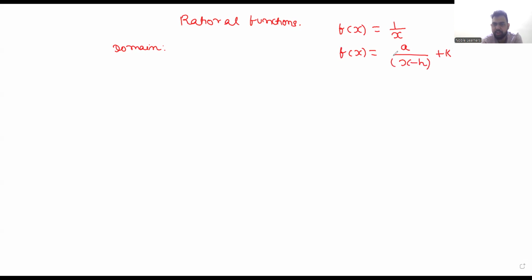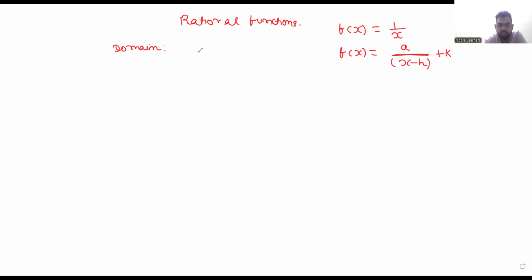h is all about how much left and right you are going. k is all about how much up and down you are going. a is all about the vertical stretch. If you put a minus, then that is all about the reflection. Okay, these are the things we learned about.